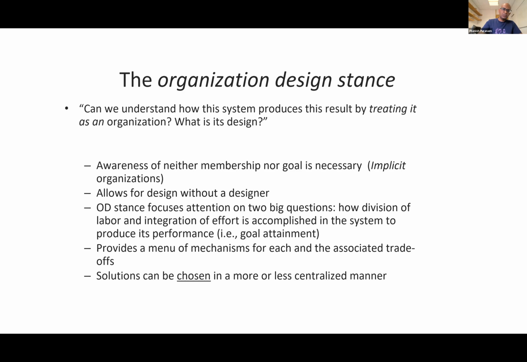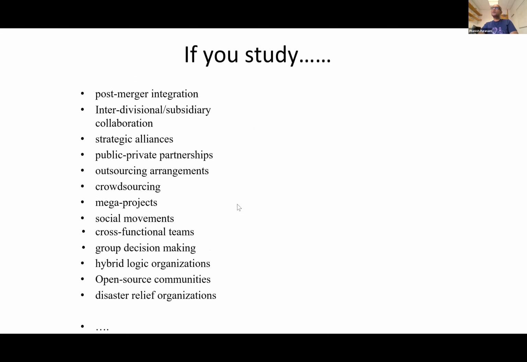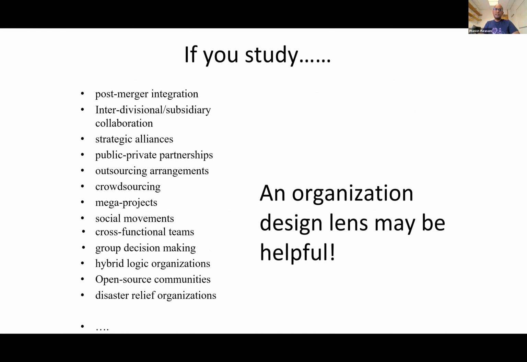And of course, these solutions can be chosen in a more or less centralized manner or in a more participative, distributed manner, if you like. So the implication of all of that is, if you're looking at any system which has this property of being multiple actors with a goal, then you can take, in my view, an organizational design stance towards it. And in fact, we have. So if you look at the list of phenomena here, there are very nice organizational design papers on each one of them. Some of them are mine, many of them are not. But each of these has been quite profitably studied as an organization design problem by asking, if this is an organization, what's its design? How does it do division of labor? How do we do integration of effort?